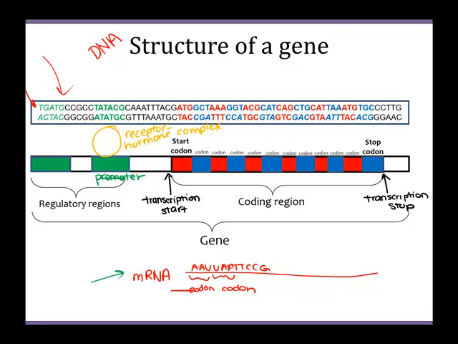In addition to transcription start and stop, we also have to have a translation start and stop, right? Because we're going to transcribe all the way through the coding region, but once we make the mRNA from that coding region, we're going to translate it, right? So we have to have somewhere to tell us where to start translating. Where we start translating is a little bit after the transcription start, and that's what's called the start codon. So the start codon is the translation start. The stop codon is the translation stop.